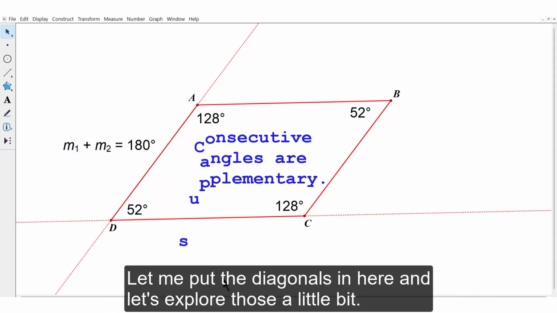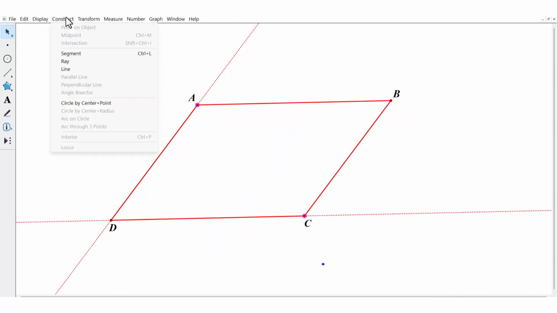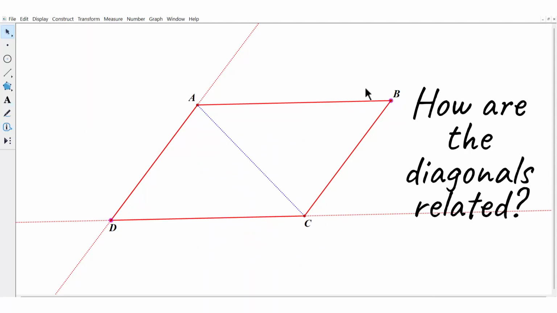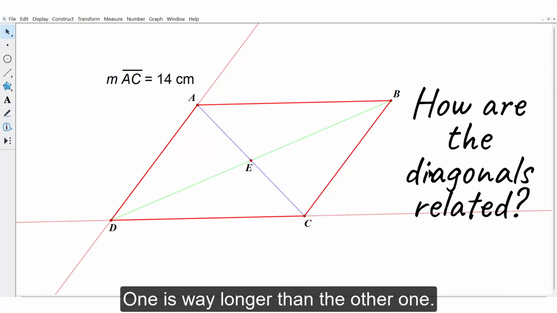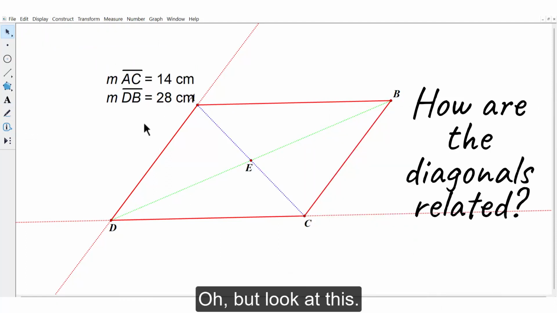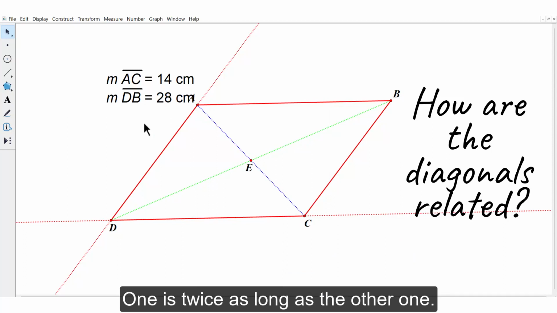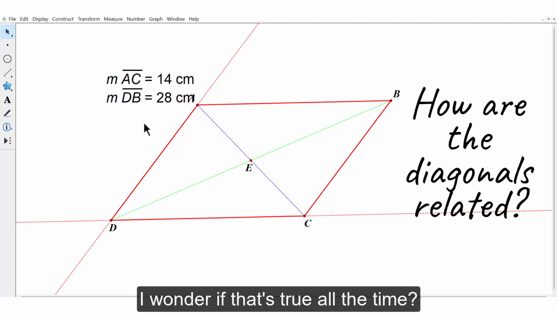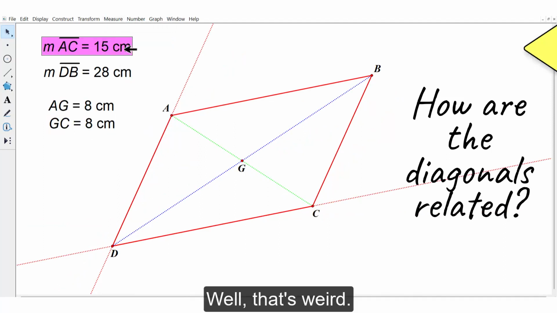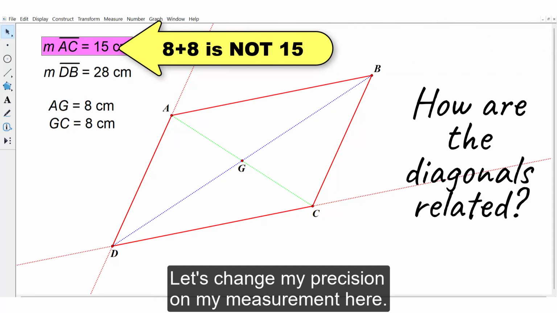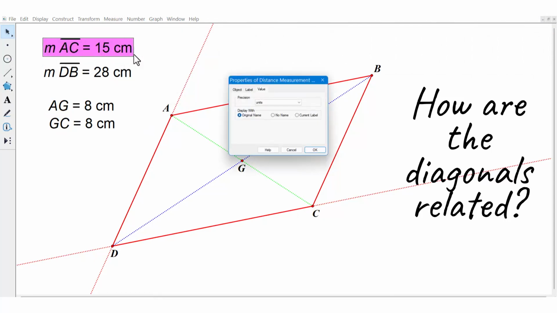Let me put the diagonals in here and let's explore those a little bit. I don't think these are the same size at all. One is way longer than the other one. Oh, but look at this. One is twice as long as the other one. I wonder if that's true all the time. Nope. But it looks like that point in the middle is cutting them in half. Well, that's weird. Let's change my precision on my measurement here.